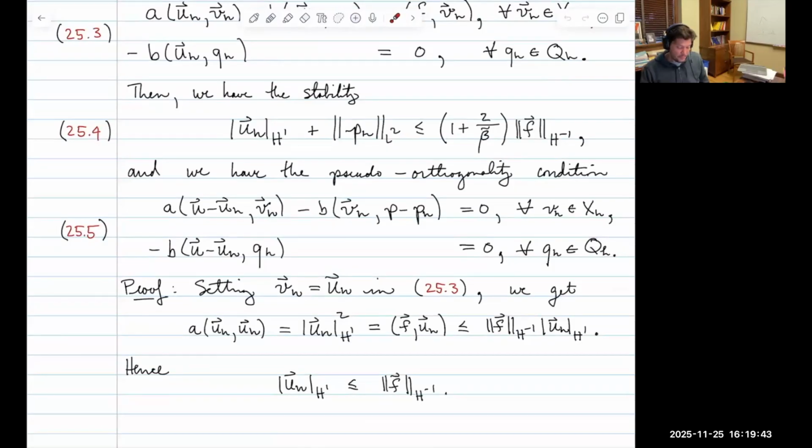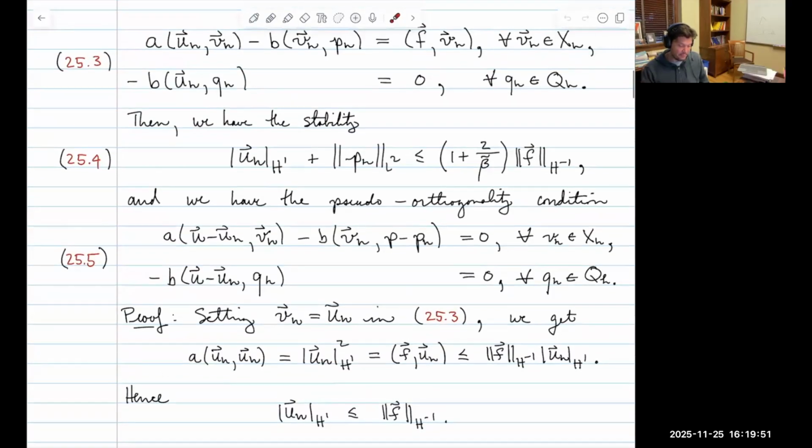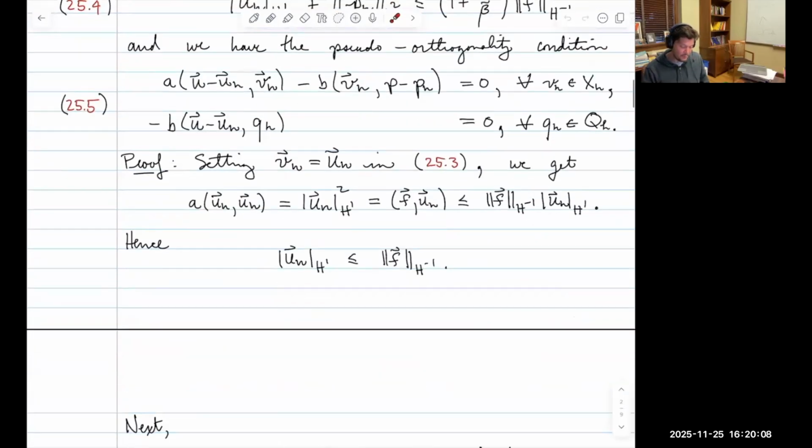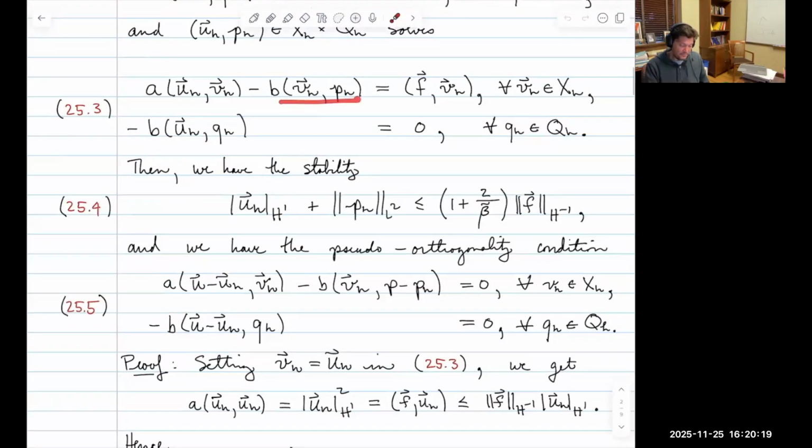So what we do to prove this estimate, we're going to take VH and set it equal to UH in our Galerkin approximation 25.3, which is here. Just set this VH to be UH. Well, notice that if I set this to be UH, then because of this equation, that term drops away. And all I'm left with is this term and that term, which is what I have here. Well, it's really just this piece of it. Does everyone see that? This term will drop away because the second equation says that it's always going to be 0.